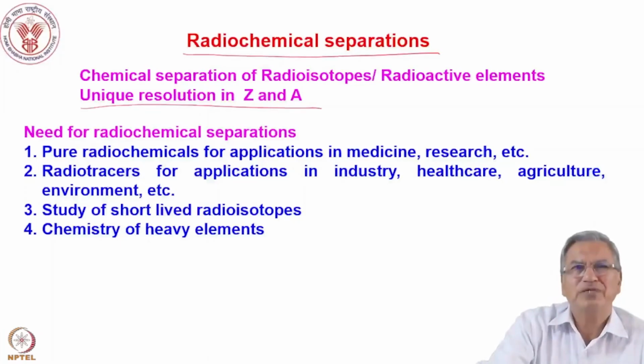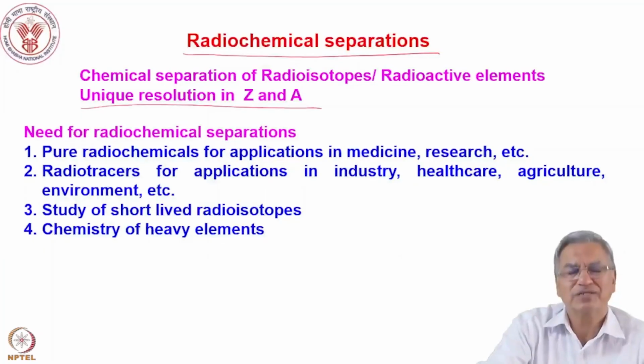In radiochemical separation, since we are separating the elements radiochemically and then identifying the mass number by following their decay characteristics like half-life or gamma energy, the resolution in terms of neighboring elements is unique. We can unambiguously assign the atomic number and mass number, Z and A, to the particular radioisotope produced in a nuclear reaction. That is what I mean by unique resolution in Z and A.